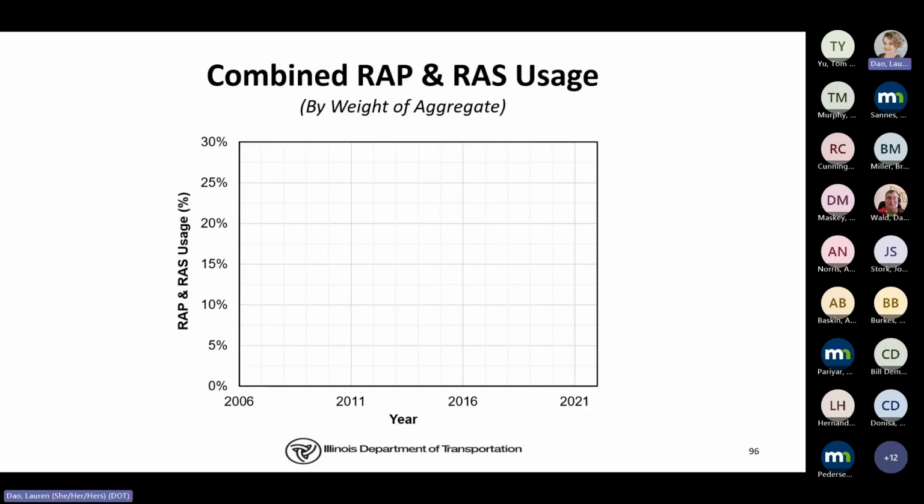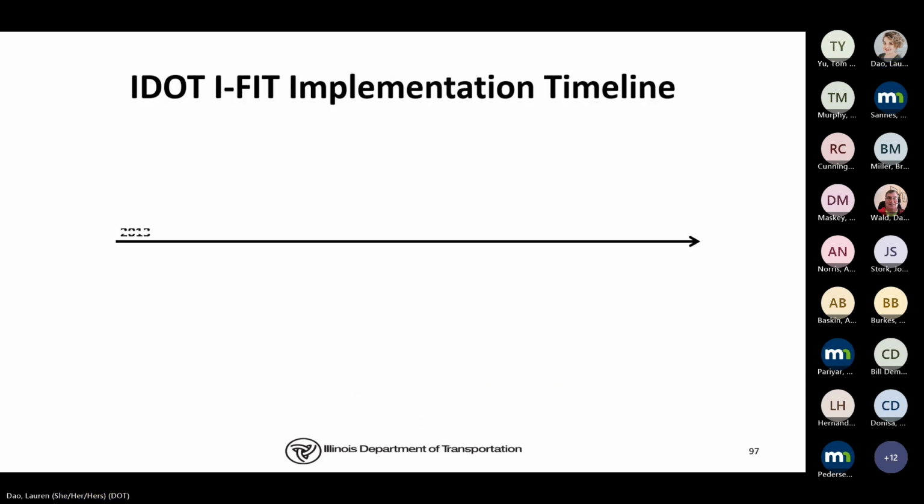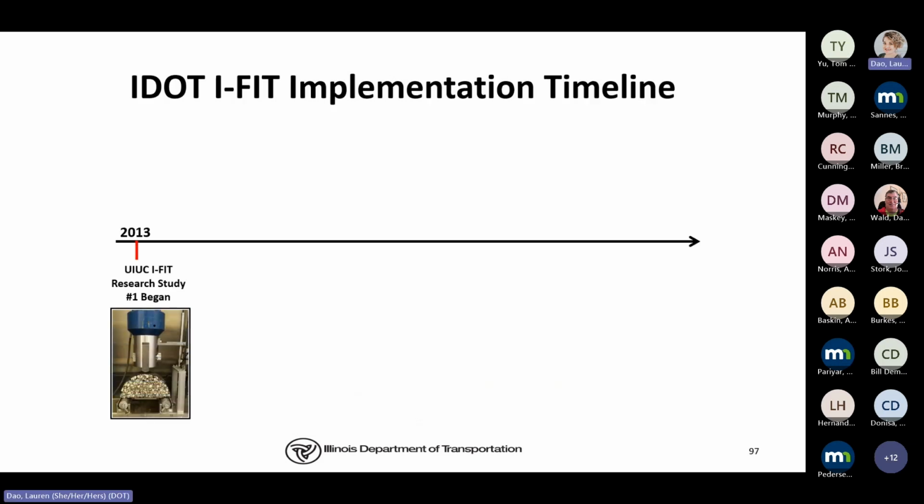With the implementation of the Hamburg, RAS usage increased, and the ABR in these asphalt mixtures greatly enhanced the mixture's rutting performance. However, increasing ABR can also increase the stiffness of the mixture and can result in a more brittle material. So IDOT and the Illinois Center for Transportation began research to identify a test method to measure brittleness in these mixtures, which brings us to our iFit test.